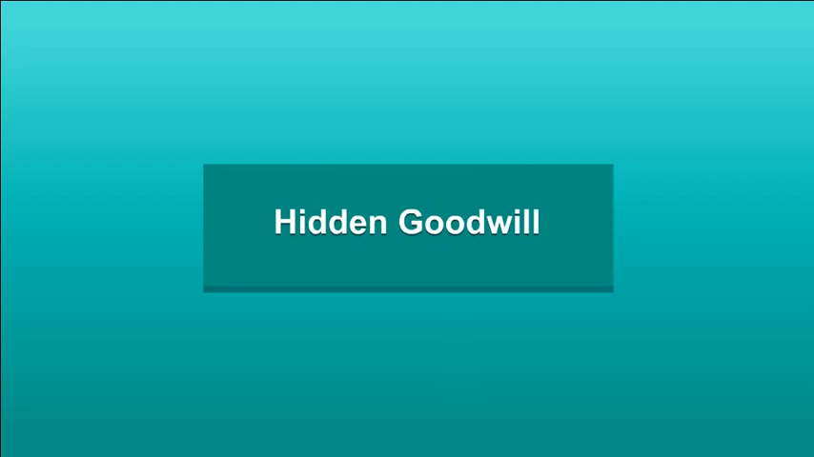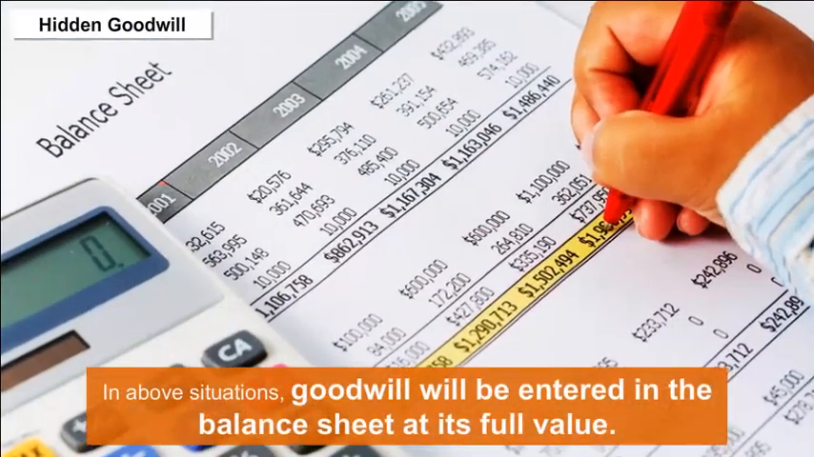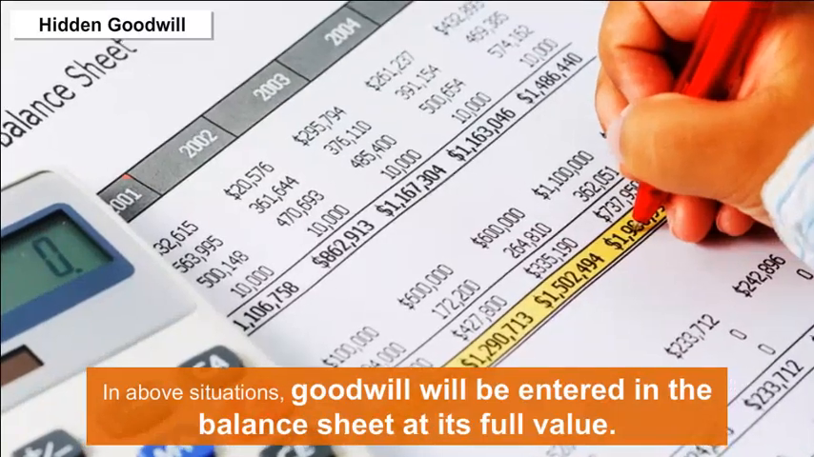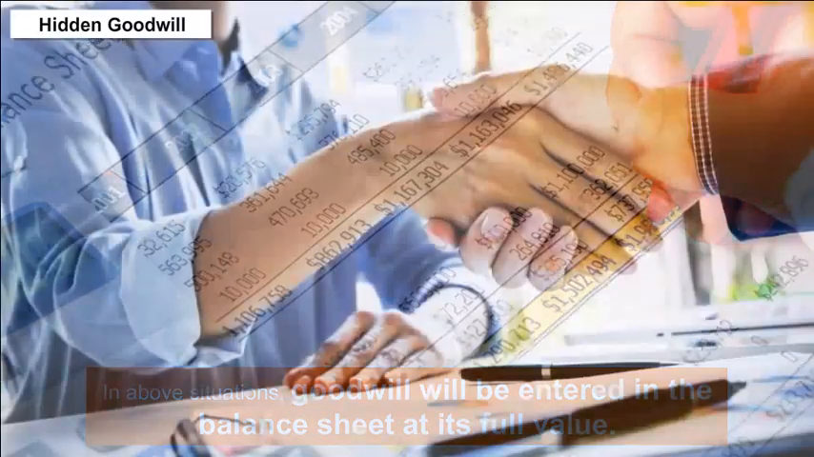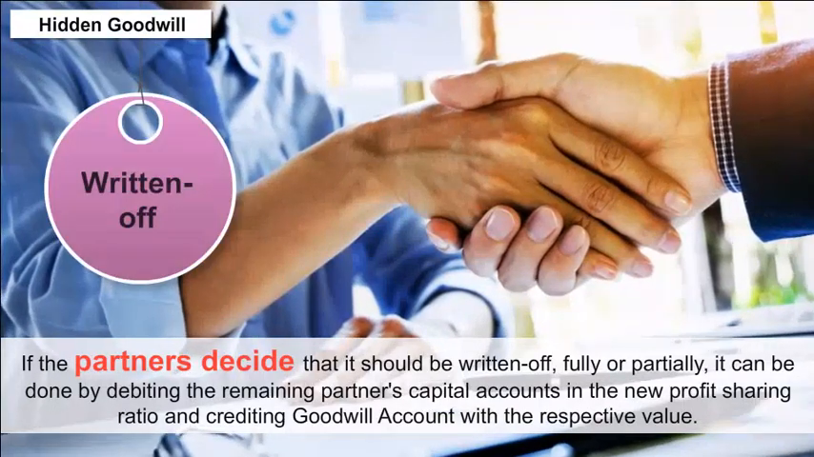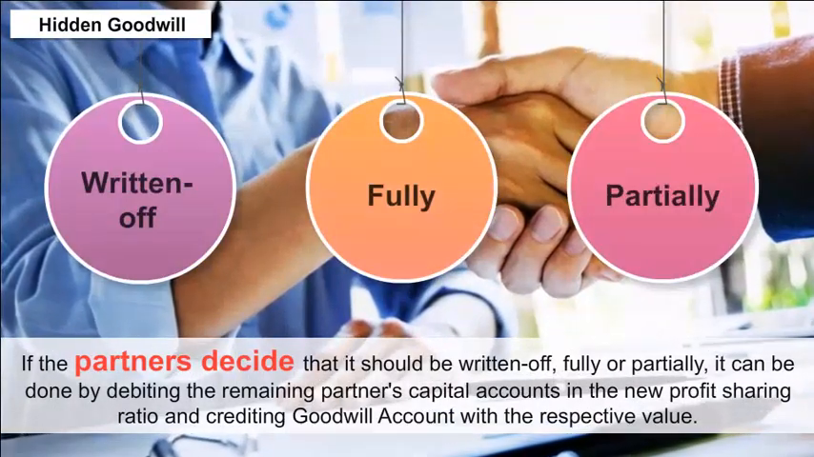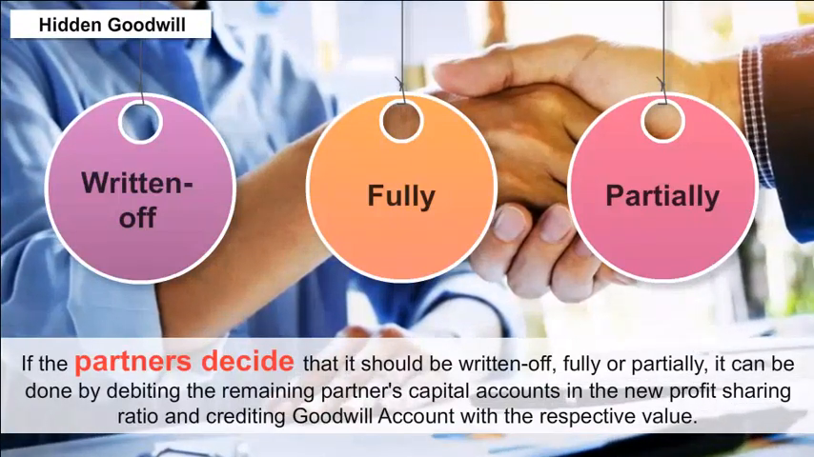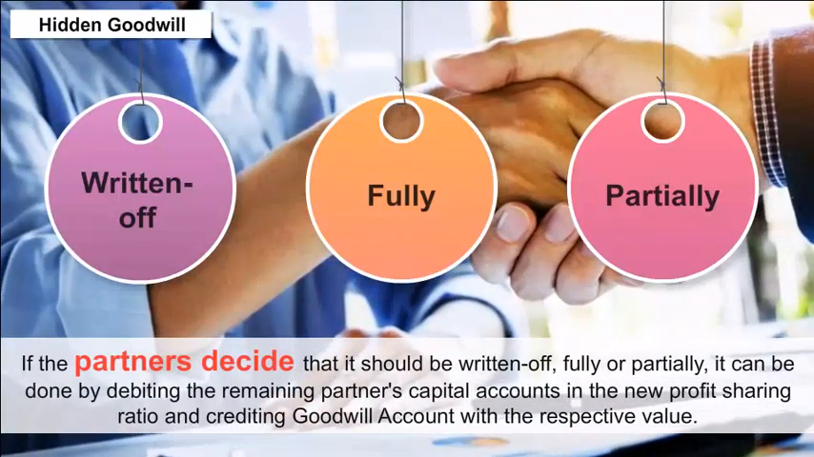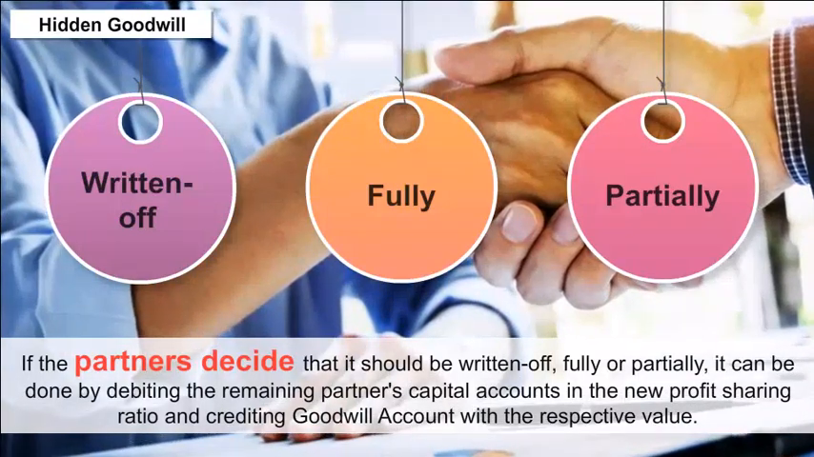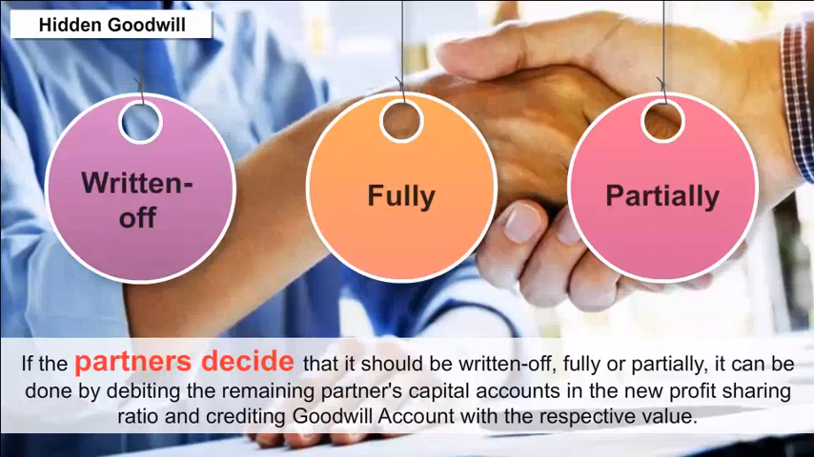Hidden goodwill. In the above situations, goodwill will be entered in the balance sheet at its full value. If the partners decide that it should be written off fully or partially, it can be done by debiting the remaining partners' capital accounts in the new profit sharing ratio and crediting the goodwill account with the respective value.